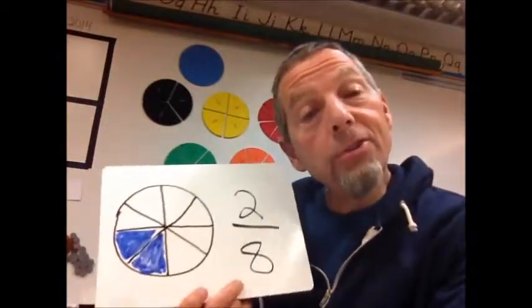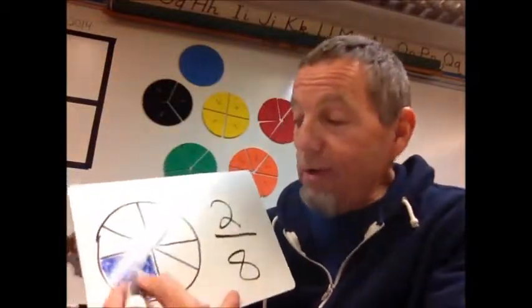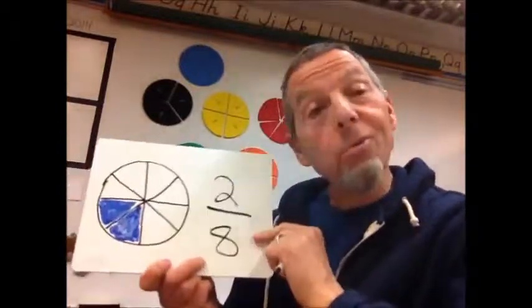Because your little brother and sister, they ate a bunch. So again, a fraction to show how much is there. There's 2 that are there. But how many were there to begin with? There were 8. That number goes on the bottom.